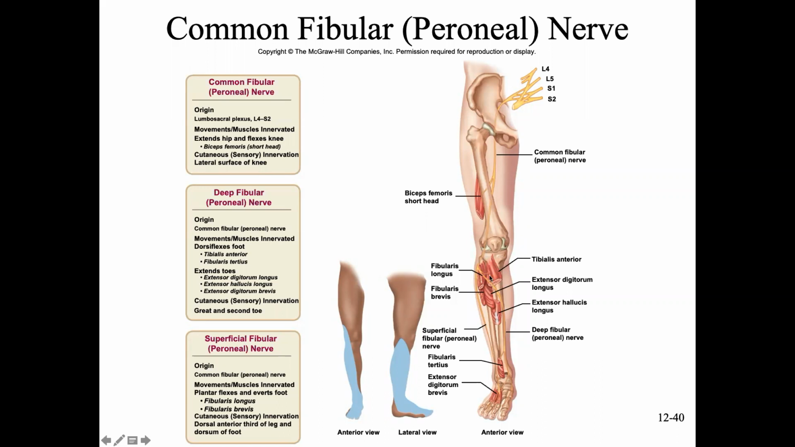And the deep one goes deep and innervates your muscles that are more medial. Anterior tibialis, extensor digitorum longus, extensor digitorum brevis. So the main purpose of these are to extend your foot, extend your toes. Now, we don't really think about extension when we talk about our foot. It's probably easier to know that you're bringing the foot upwards or dorsiflexing it.